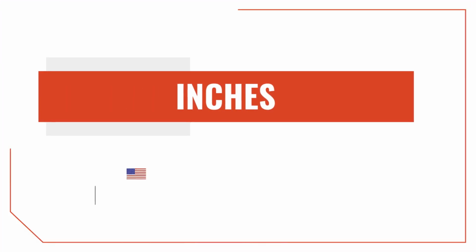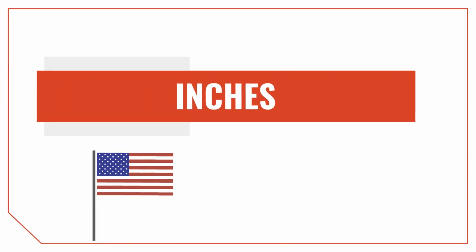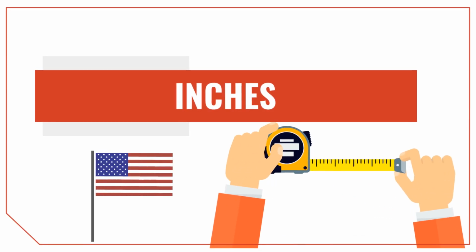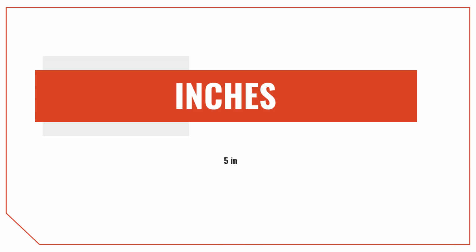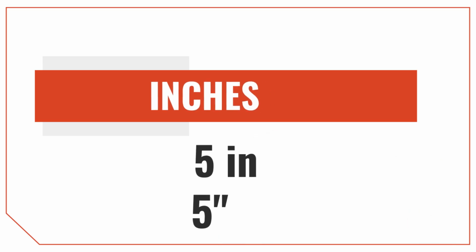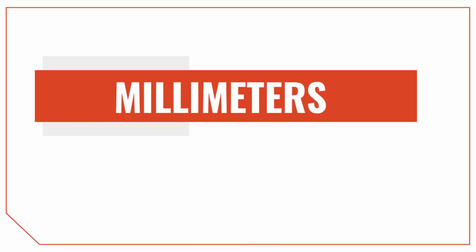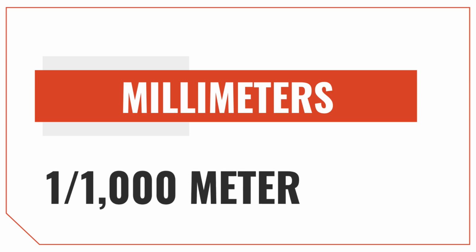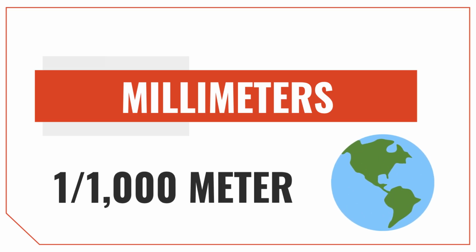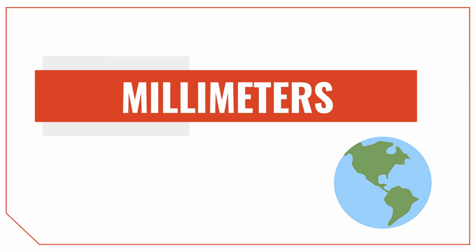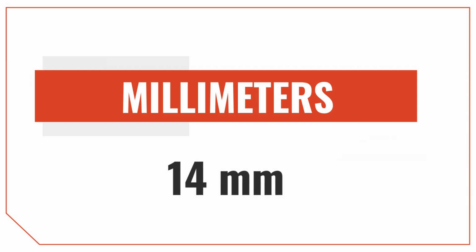Let's get started. Inches are a US customary and imperial unit of measure, and we use them for measuring length in the United States. Inch measurements are usually denoted with the letters IN, or sometimes by using a quotation mark. Millimeters are an SI metric unit of measure equal to 1/1000th of a meter. They're occasionally used to measure length in the US and pretty much everywhere else in the world. Millimeter measurements are denoted with the letters mm.